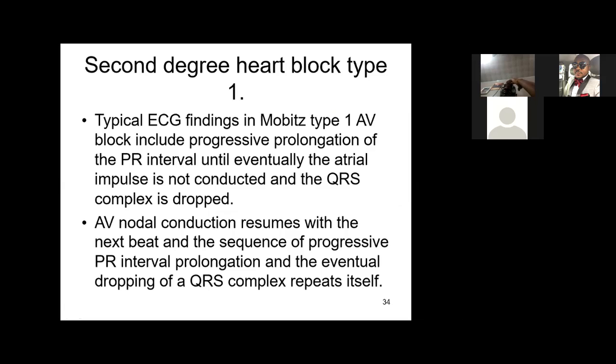That's due to the fact that the rhythm finds it difficult to pass through the AV node, and this repeated conduction gets increasingly difficult until in the end there's a complete block, and the QRS complex indicating ventricular depolarization doesn't happen. AV nodal conduction resumes with the next beat, and the cycle repeats itself again.